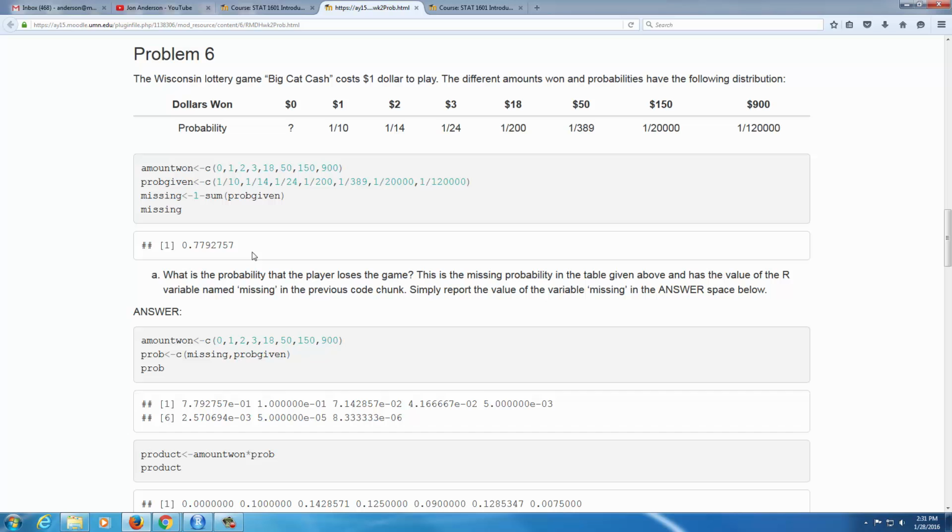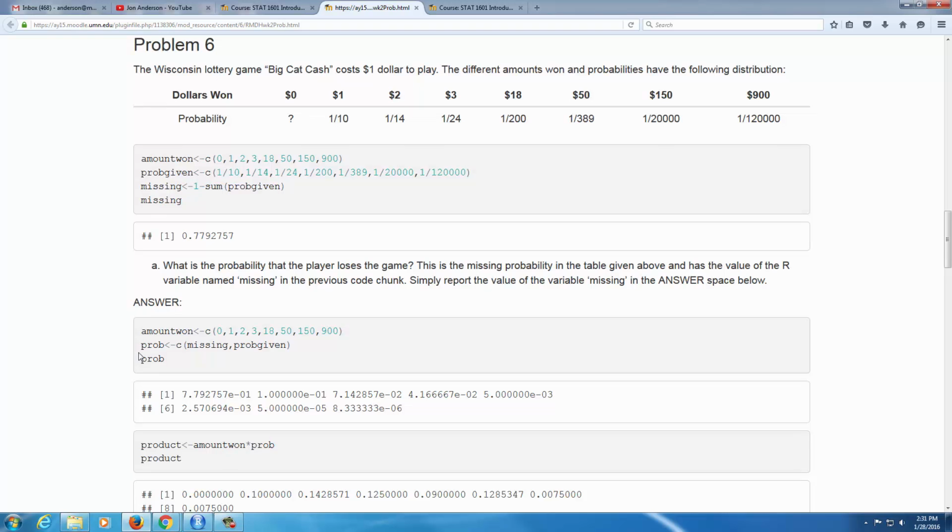And in part A, it asks what is the probability that the player loses the game. You just simply need to copy this probability from here and paste it in here for the answer. That's your probability of losing the game, not winning anything.